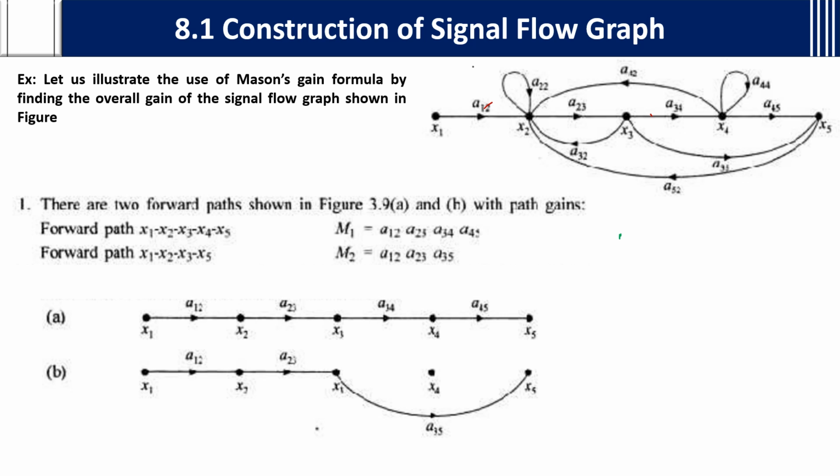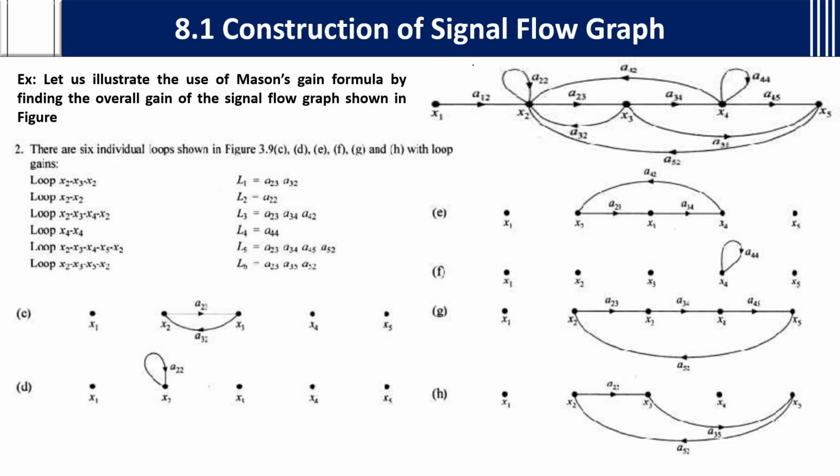If you see here, again, whatever I have shown in this diagram is what is mentioned here. This one path, this one path. Then after writing that, the second step is we should find the individual loops that are present. First we have seen the forward path. Now we will see the number of loops present. The individual loops present here are what?